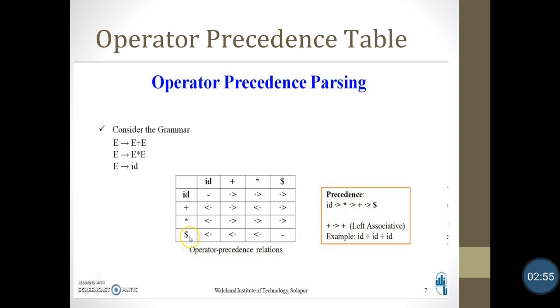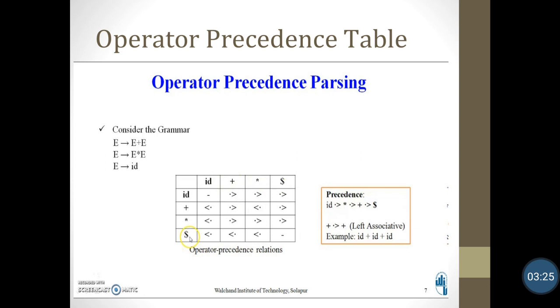and plus has left associativity. So we will not compare ID with ID and we will not compare the $ sign with the $ sign. When we compare ID with plus, star and the $ sign, ID has higher precedence, so we will mark the arrow in the direction of ID.